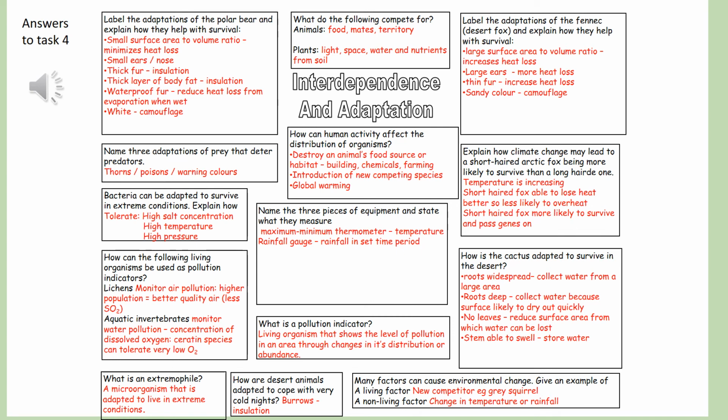What is a pollution indicator? So it's a living organism that shows the level of pollution in an area through change in its distribution or abundance.